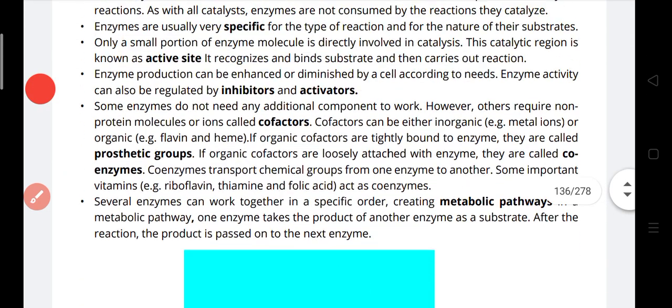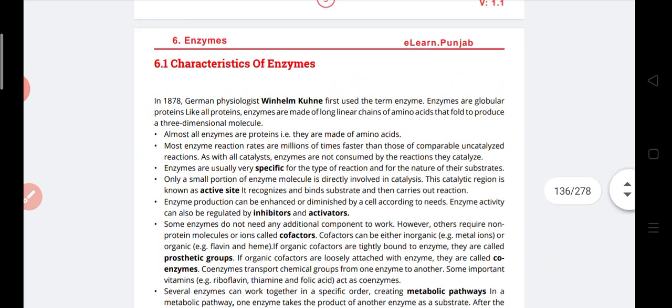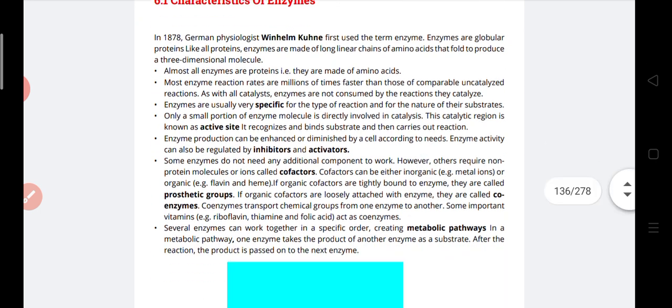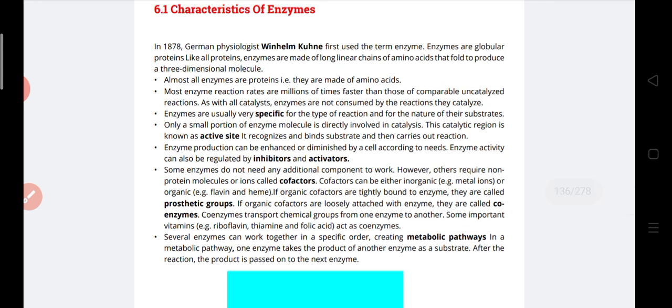Inshallah, in the next class we are going to learn about the usage of enzymes. But student, keep in mind that this topic 6.1, the characteristics of enzymes, is a very important topic, because these are the basic characteristics which are going to stay with you till your master's level.